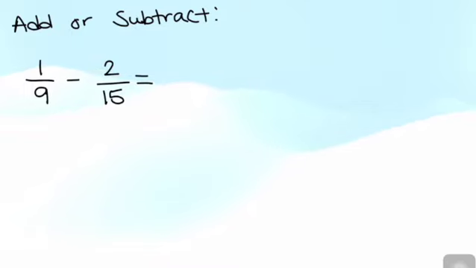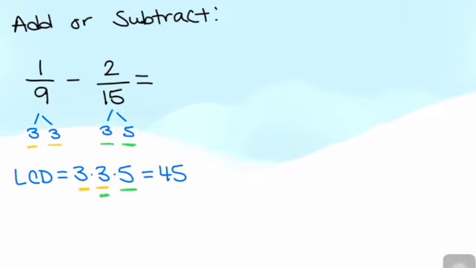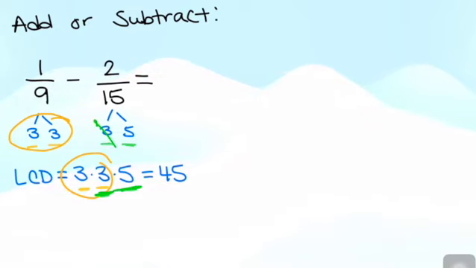The same idea is true with subtraction. So let's do another example. 1/9 minus 2/15. 9 is 3 times 3. 15 is 3 times 5. So my LCD has to contain the 2 3's from the 9, and then it has to contain a 3 and a 5 for the 15. We already have that 3 written down, so we only need to tack on the 5. 3 times 3 times 5 is 45.